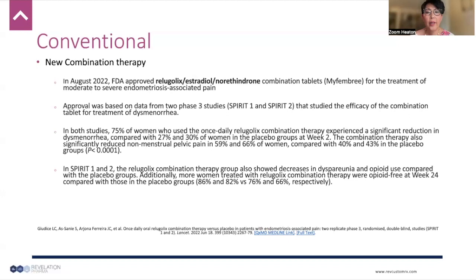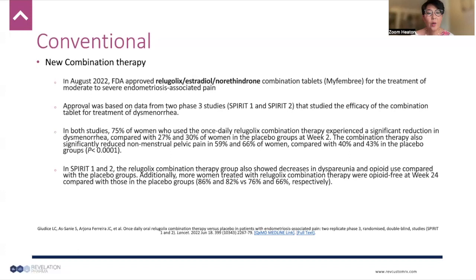And in both studies of the Spirit 1 and Spirit 2, 75% of women who used the once daily Relugolix combination actually had a significant reduction in dysmenorrhea compared with the 27 and 30% of women in the placebo group. And then the combination therapy also reduced non-menstrual pelvic pain in 59% and 66% of women, compared with 40% and 43% in the placebo group.